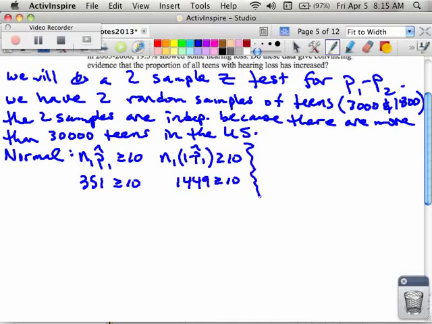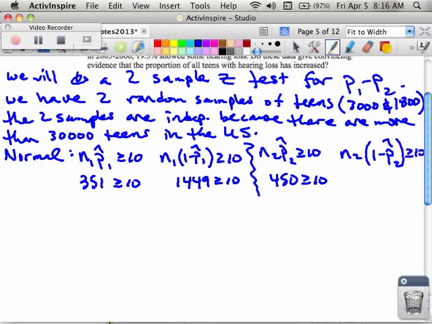And then, of course, I have to do the other sample, which was sample number 2. So N2, P2 hat greater than or equal to 10. The number I get there is 450. And N2, 1 minus P2 hat has to be bigger than or equal to 10. And the number I get there is 2550. And again, I'm assuming that you guys can multiply those numbers out. If you go back and you have a question, please feel free to ask. So they're normal.